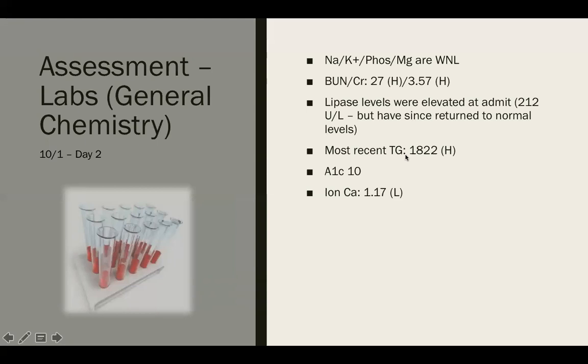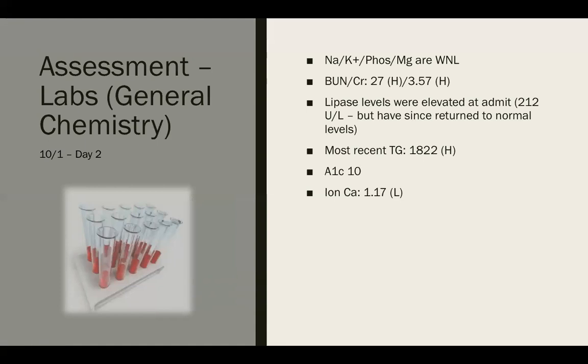Her most recent triglyceride reading is 1,822, so still very, very high, but thankfully has climbed down from the 5,000 reading that we got at admit. She has an A1C of 10, so that's showing us that she has uncontrolled diabetes. And her calcium is low.